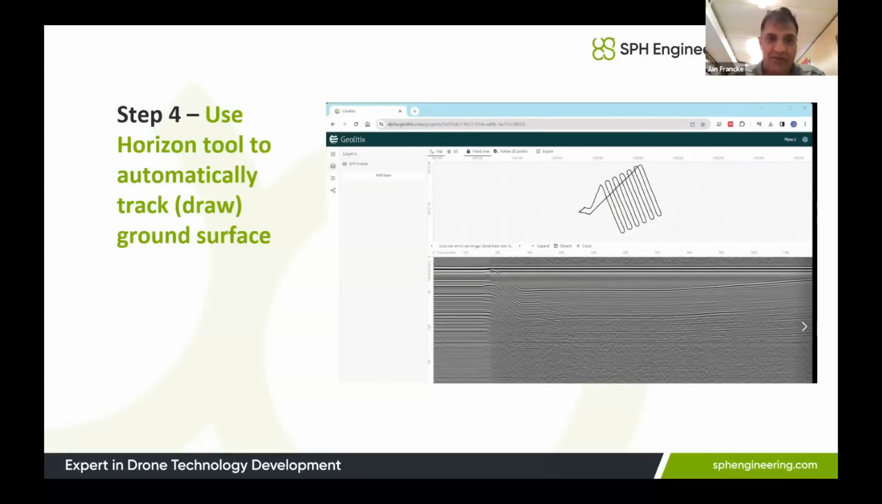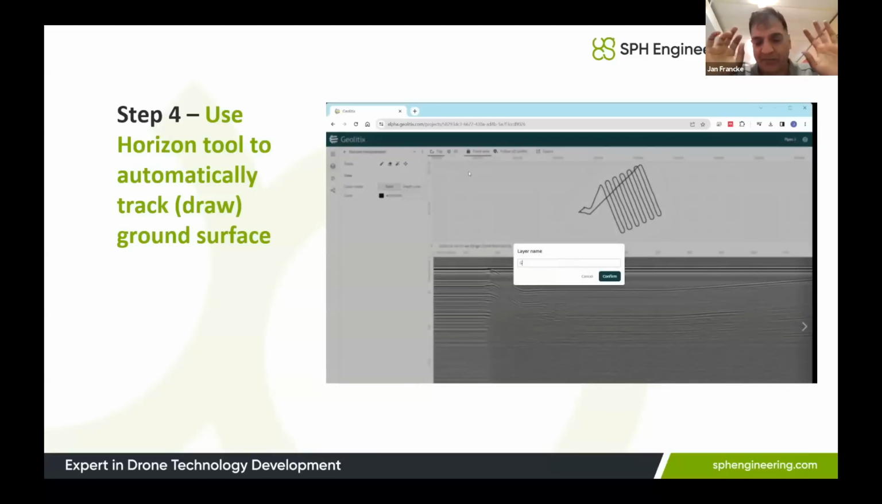So how do we do that? Thankfully, there are automated algorithms. It's not AI, don't use AI, but it's a computer vision thing that basically tracks that straight line.